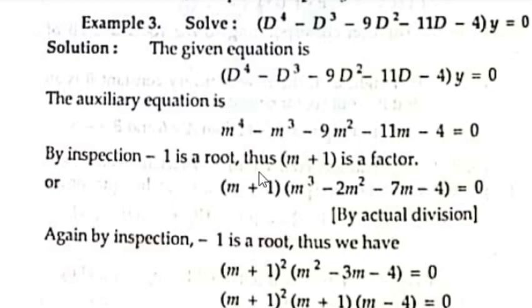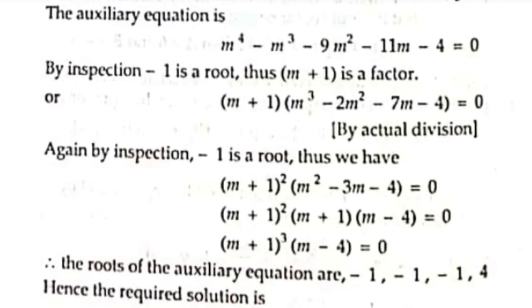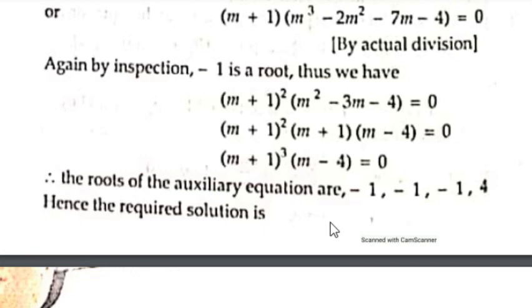and then find out the remaining 3 roots by using synthetic division method. So then we get the other roots, and totally the 4 roots are -1, -1, -1, 4. Now see here, among these 4 roots, this -1 appears three times, and this 4 appears once.